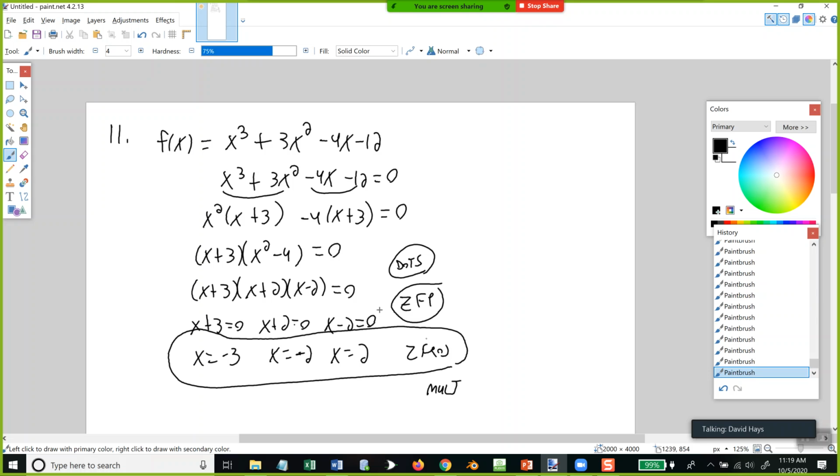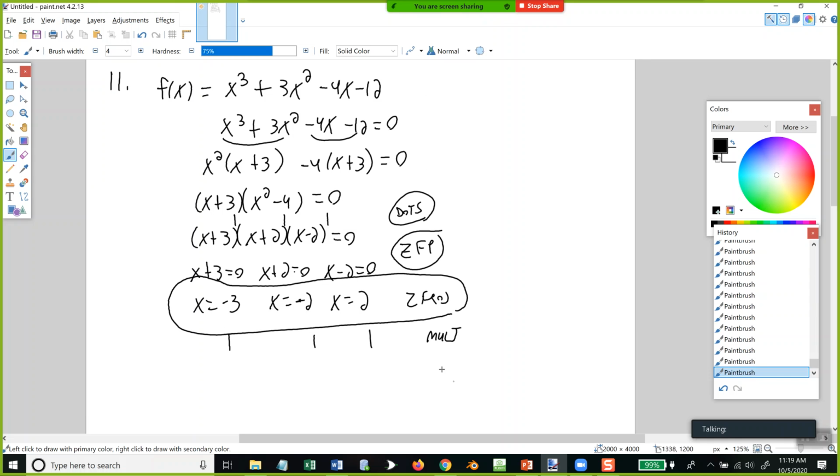Now, multiplicity. If I were to put power on these, they would all be the first power. So multiplicity in all three of those is 1. That's how many times it repeats. And since they're all odd, that means that this all crosses. It means that if I was graphing this by hand, let's see, negative 3, negative 2, and positive 2.